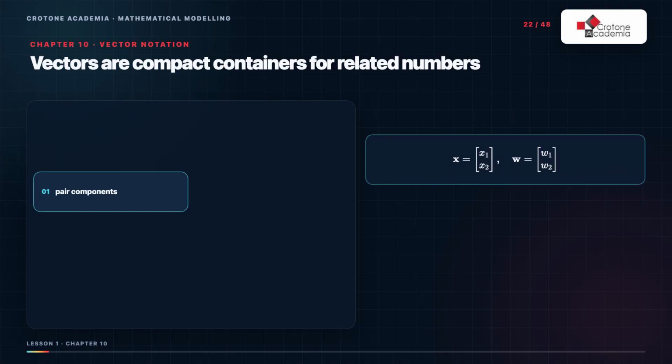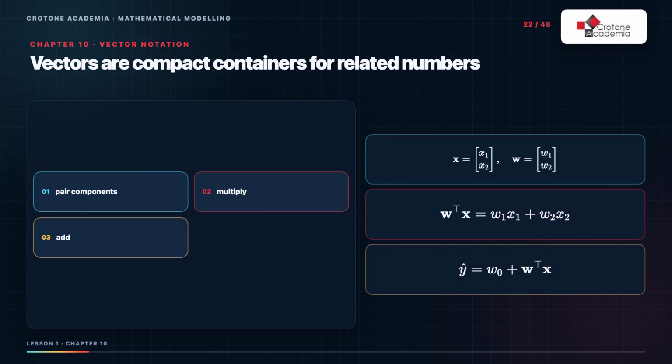Vector notation compresses a calculation we already understand. Stack x1 and x2 into the input vector x. Stack w1 and w2 into the weight vector w. w transpose x pairs corresponding components, multiplies them, and adds the products: w1 x1 plus w2 x2. The original model therefore becomes y hat equals w0 plus w transpose x. The superscript transpose turns the displayed column of weights into the orientation needed for this dot product. Nothing magical has happened. We have packaged the same expanded calculation.